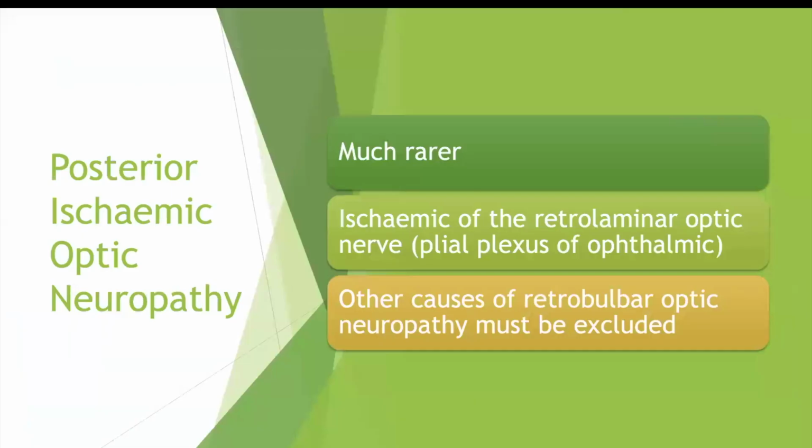So finally, I wanted to talk about posterior ischemic optic neuropathy. This is much, much rarer. You're not typically going to come across these patients. What essentially happens is that you have the retrolaminar optic nerve dying. What's important here is that these patients are going to present perhaps similarly to something like an optic neuritis, so you need to be excluding those other causes of a retrobulbar optic neuropathy. I've spoken about some of those in the optic neuritis talks, if you want to have a look at that as well.